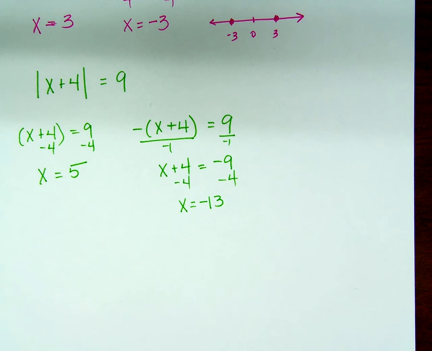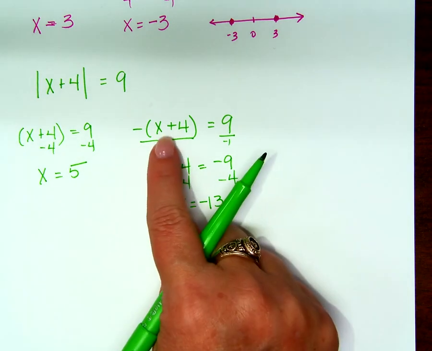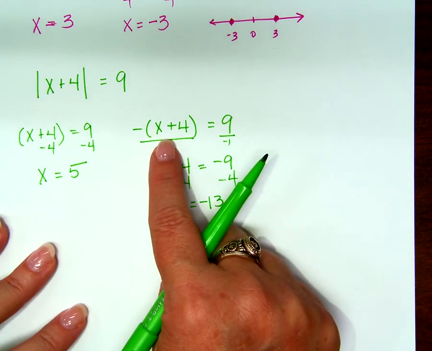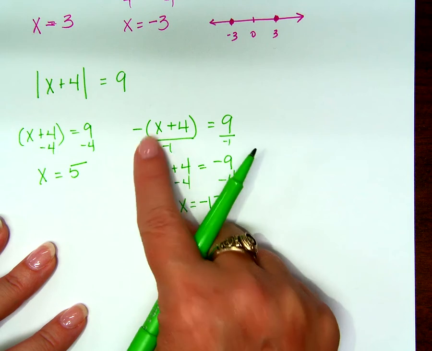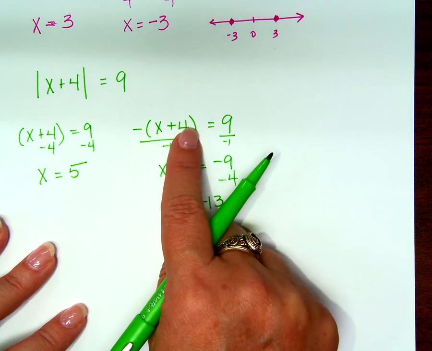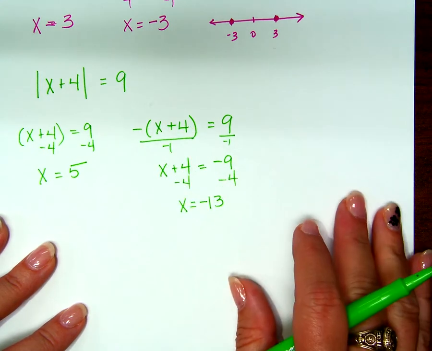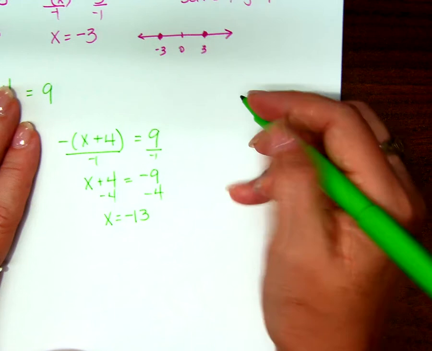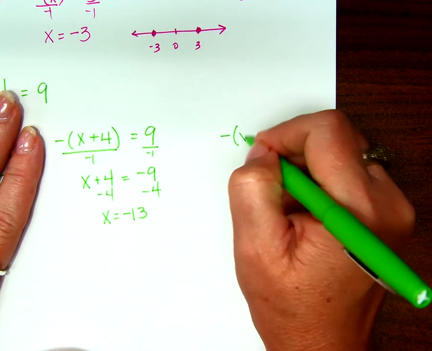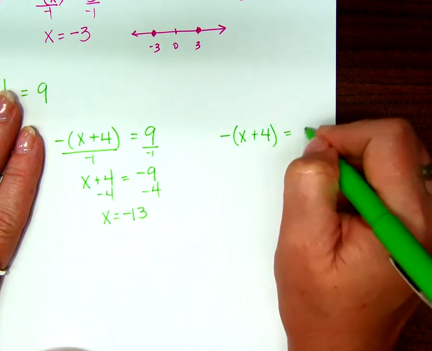Is there another possibility of something I could do from the very beginning? Couldn't I just distribute that negative sign in there? Can I show you that that works also? Okay. This is not another part. I'm just showing you something real fast, okay?